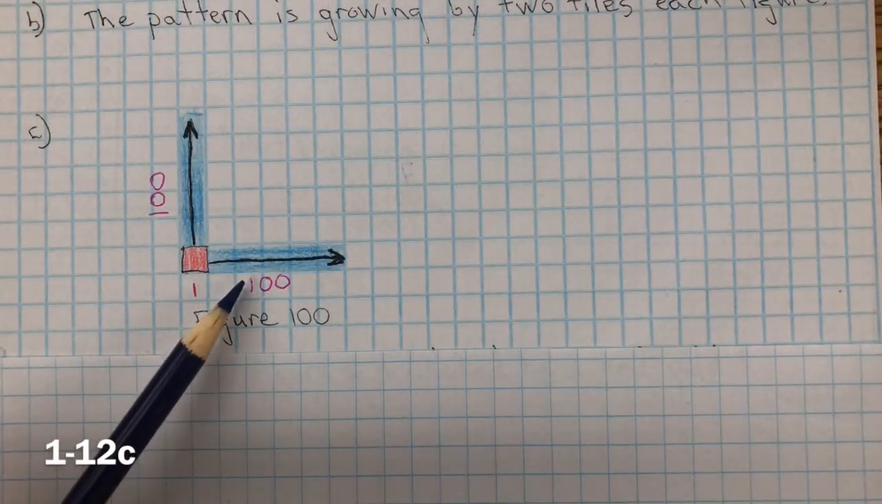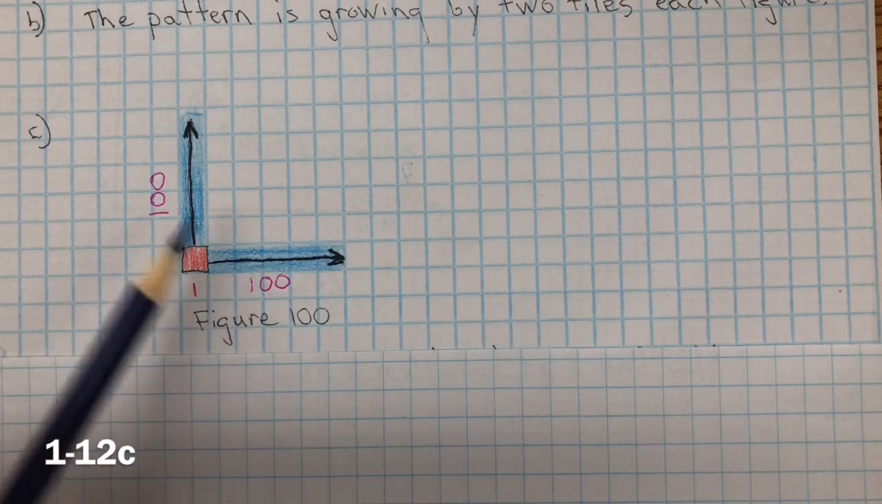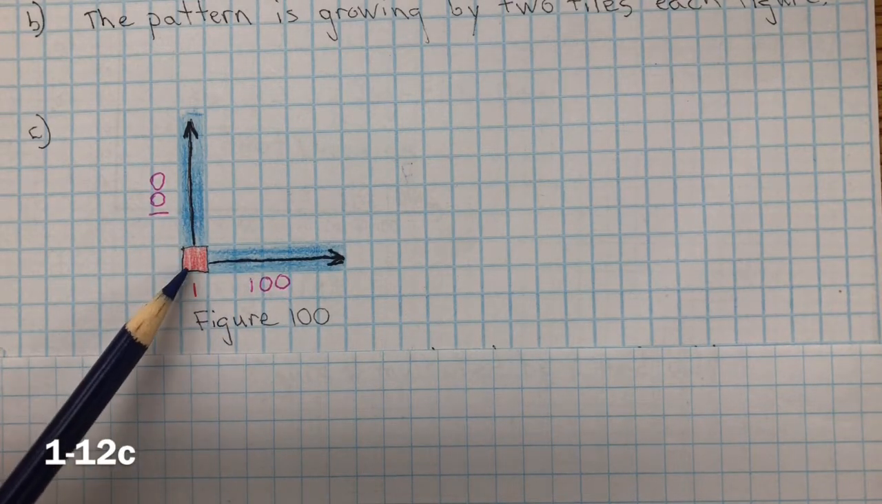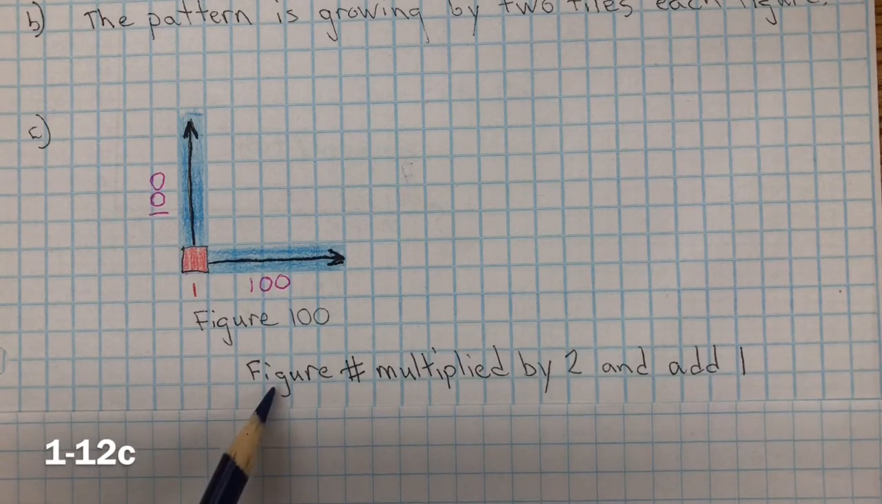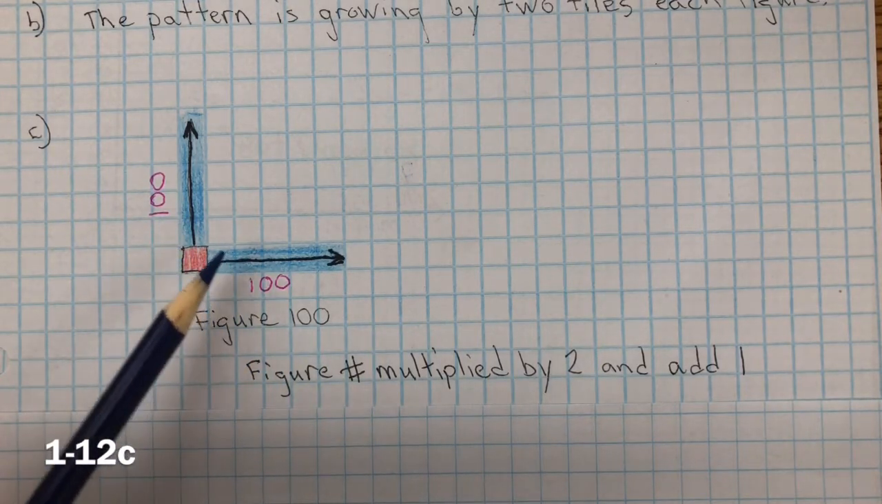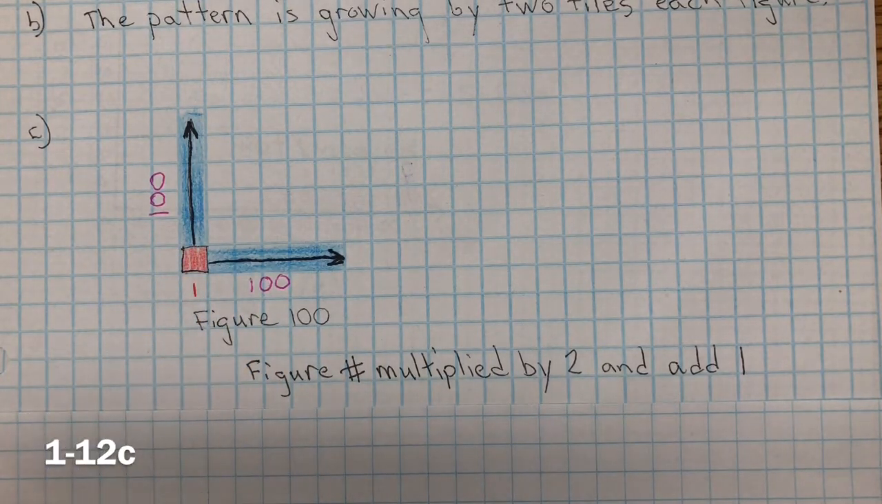So figure 100 would have 100 plus 100 plus 1. So the pattern is you take the figure number, multiply it by 2, 2 times 100, and then add 1. So figure 100 would have 201 tiles.